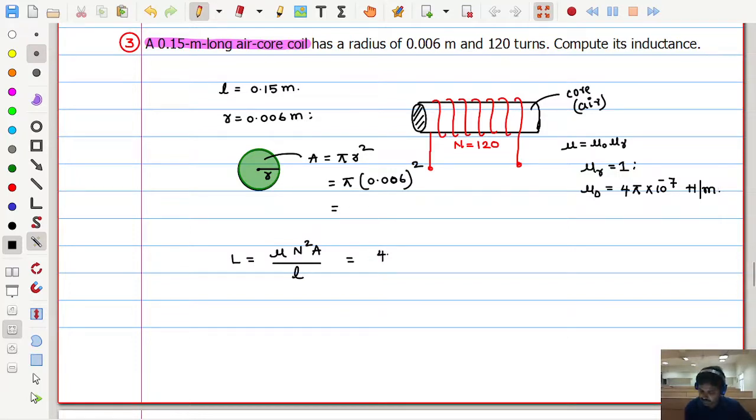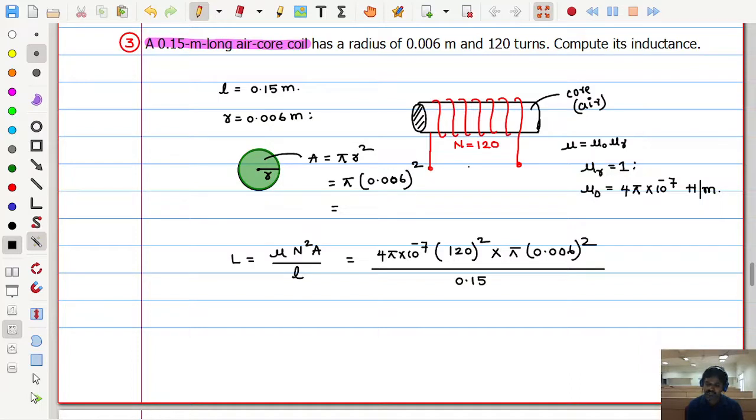So let me write 4 pi into 10 power minus 7 into 120 whole square into pi into 0.006 whole square by length, which is 0.15 meter. See, everything is in meters. Otherwise you have to transform something. If centimeters is given, you convert that into meters.